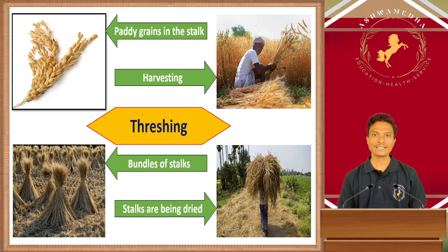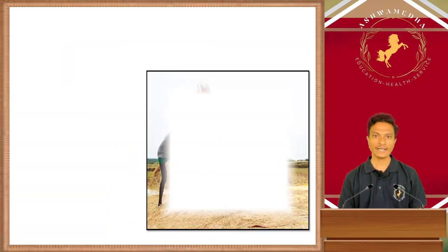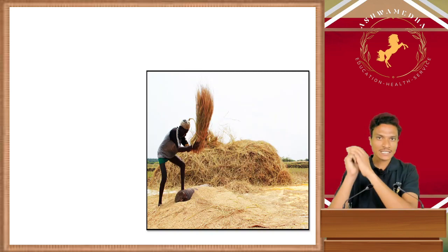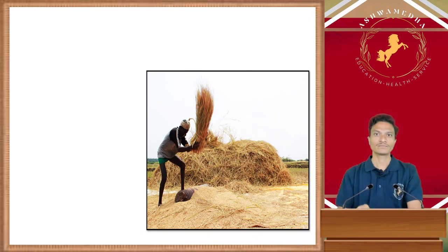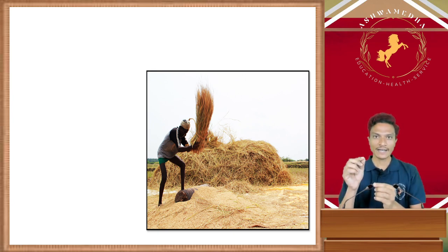See, paddy grains in the stalk are present. The farmer will harvest the crops once they are ready to harvest. Then he will make bundles of the stalks. Those stalks are being dried up. Later on, after they are dried, he will beat the stalks to the ground. The farmer will beat the dried up stalks to the ground. I told you why it should be dried. Because if it is dried, then only the grains will fall off from the stalk.